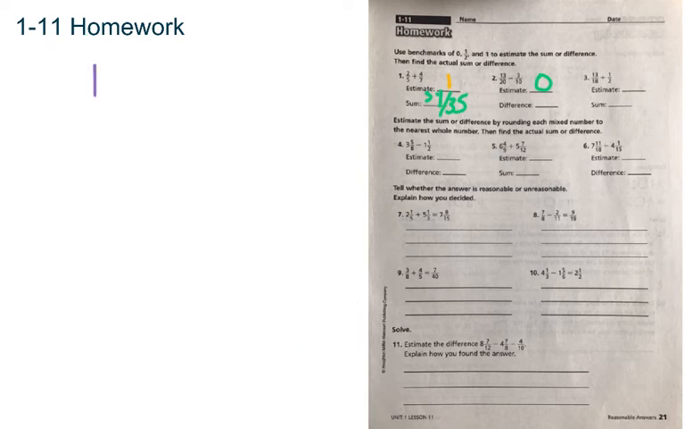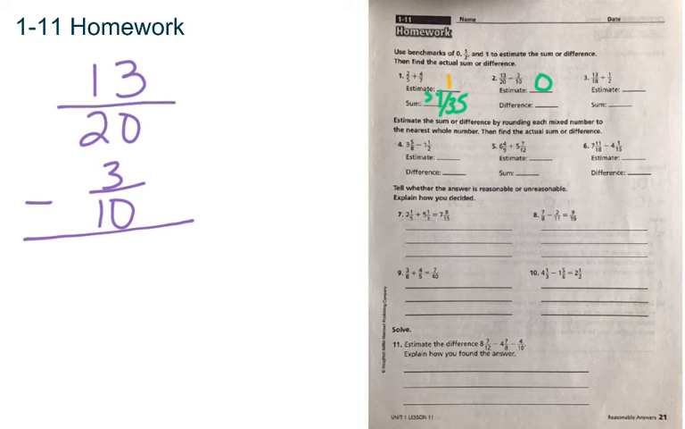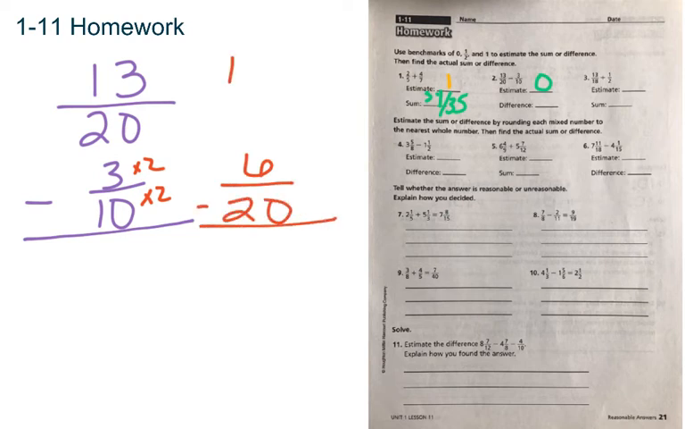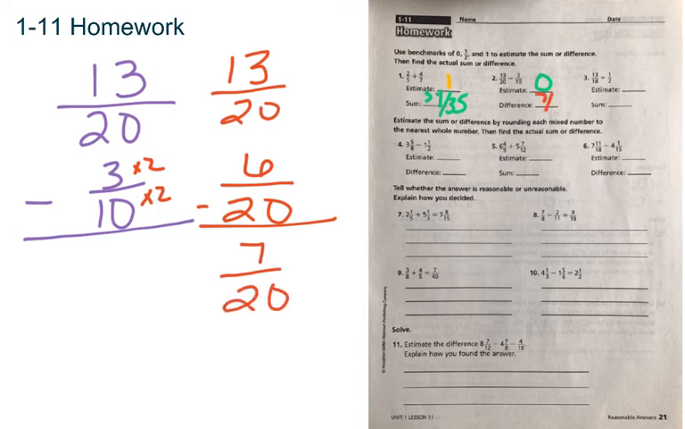And here we have 13/20 minus 3/10. I need to have a common denominator, and I know that 10 can go into 20, so I'm going to multiply the top and bottom of the bottom fraction both by 2 to get 20ths. And it's 3 times 2 is equal to 6, and 2 times 10 is equal to 20. I'm going to bring over my other fraction, and now I have 13/20 minus 6/20, and 13 minus 6 is equal to 7. My denominator stays the same. So my answer is going to be 7/20.